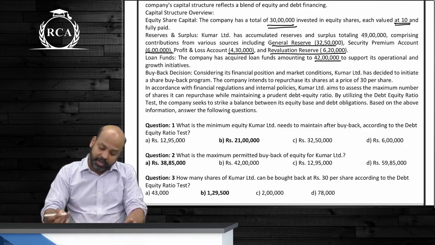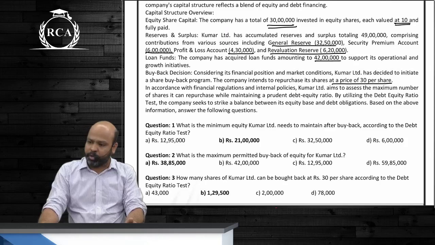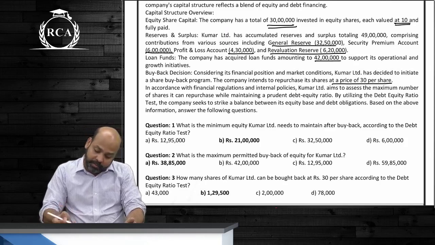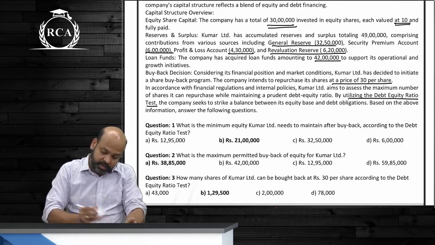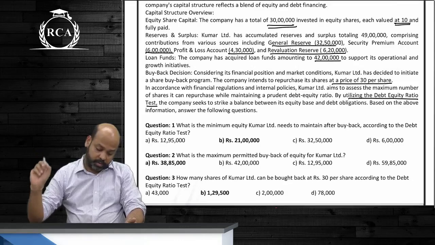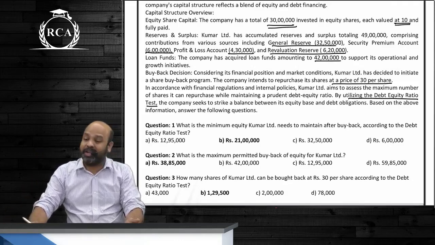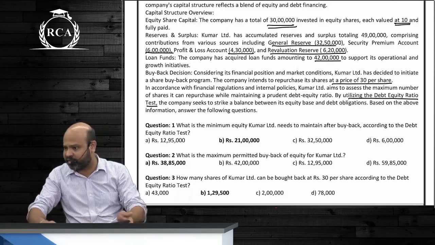Face value of the share is 10 rupees and we intend to repurchase the shares at a price of 30 rupees. What is your premium on buyback? 20 rupees. You will have to determine only utilizing which test? The requirement is only to arrive at the maximum number of equity shares that you can repurchase, using the debt equity ratio test. That is the third one, leverage test as such, guys.